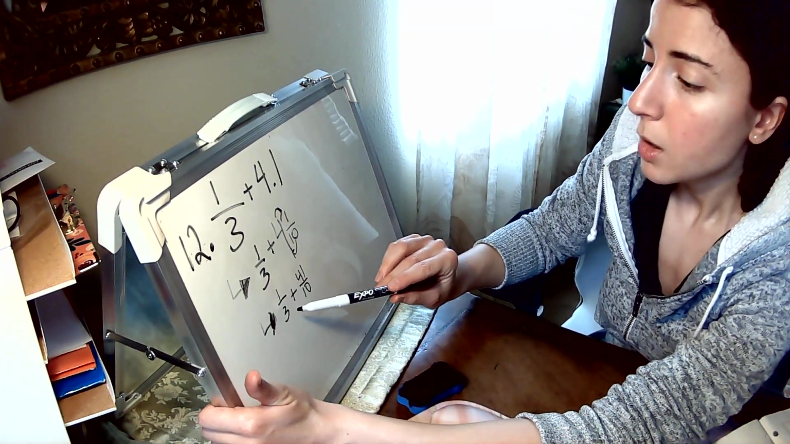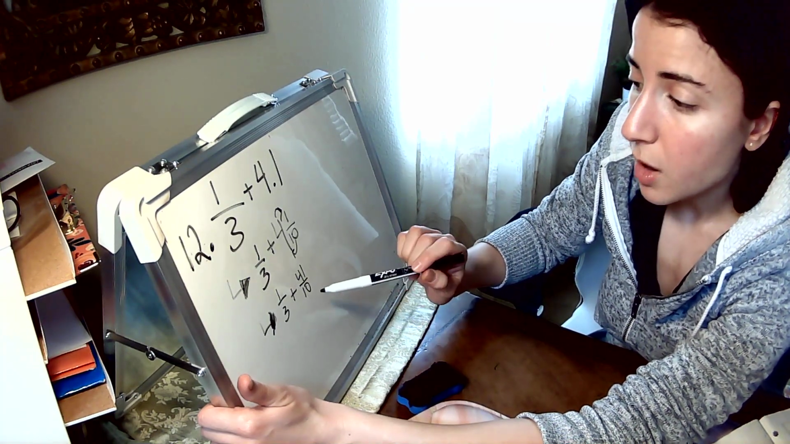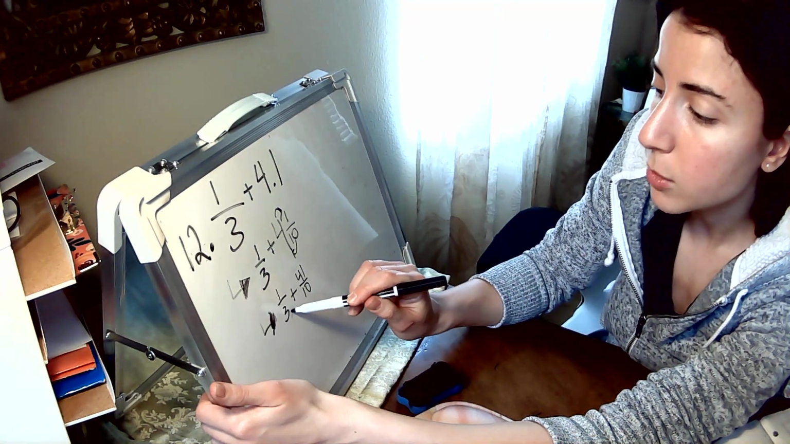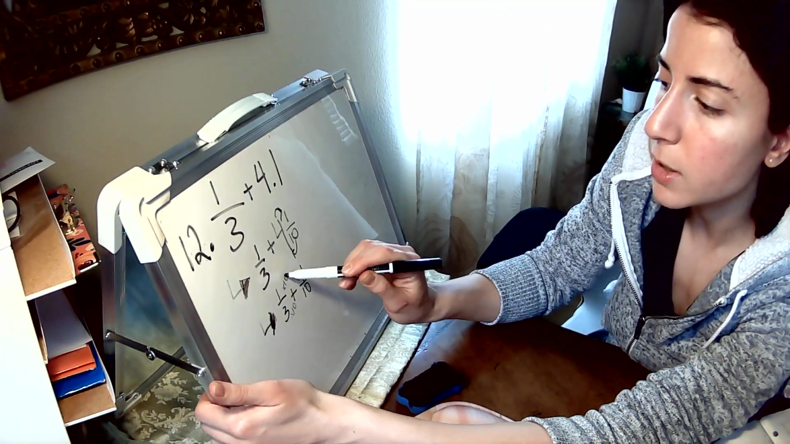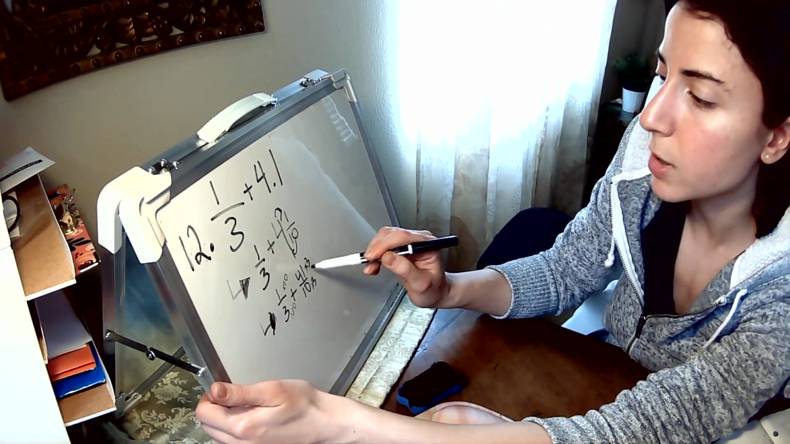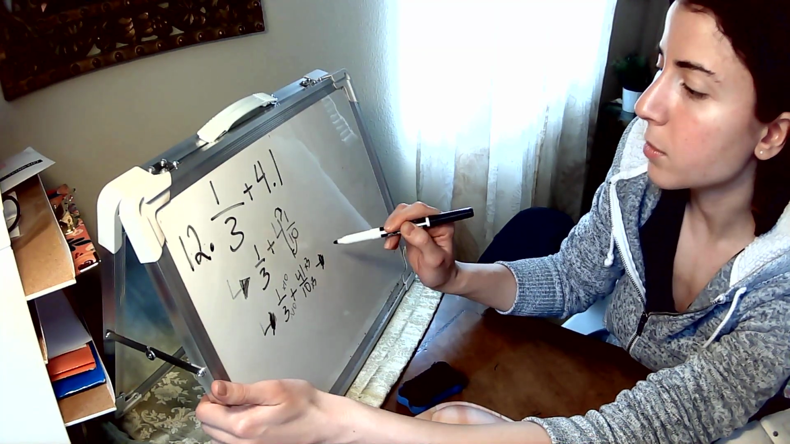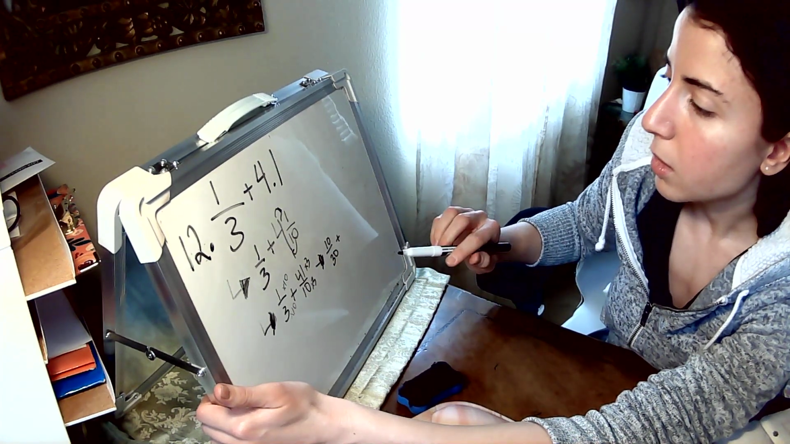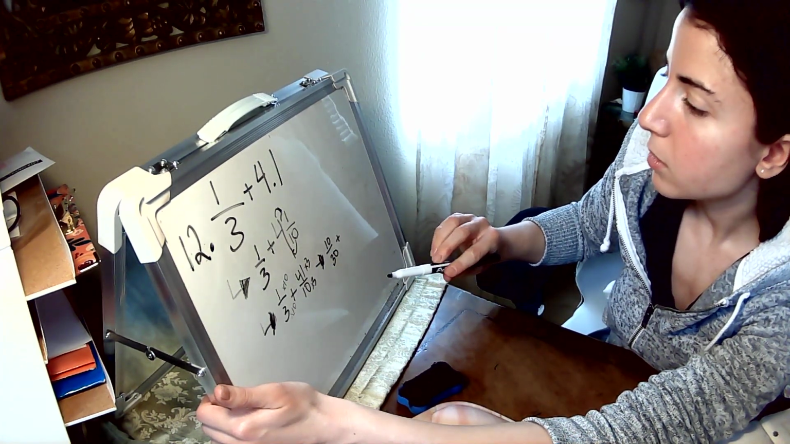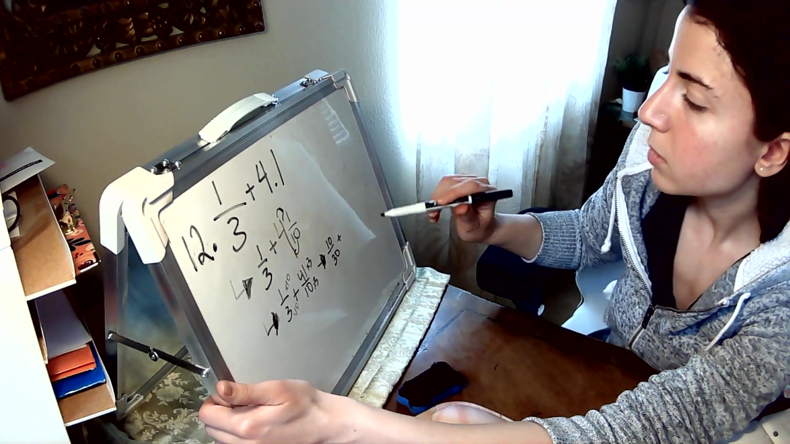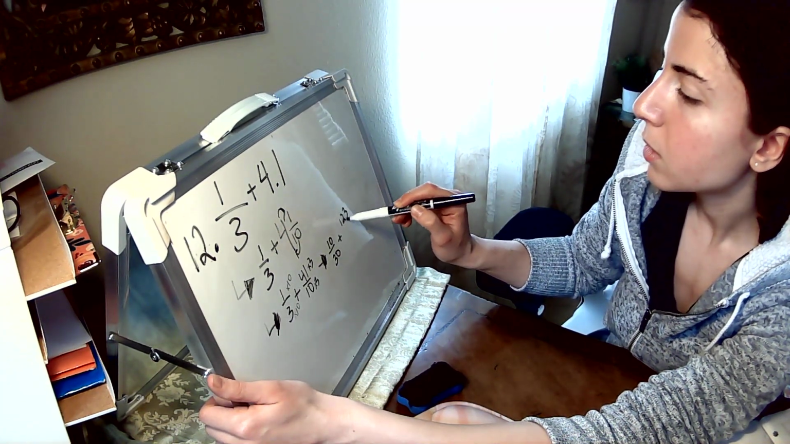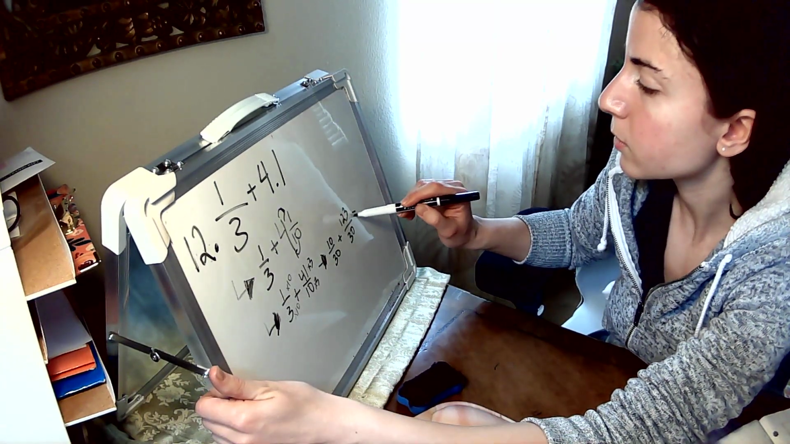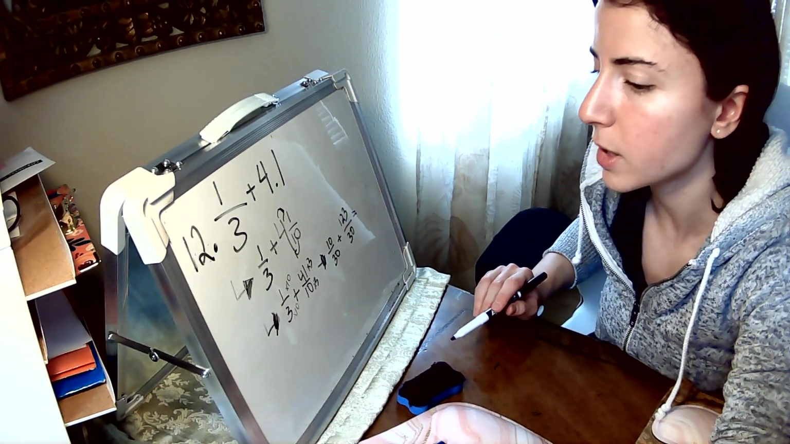The lowest common multiple, or lowest common denominator, is actually 30. So I have to make them both 30. I'm going to multiply this by 10, multiply this by 10, multiply this by 3, multiply this by 3. This becomes 10 over 30 plus 123 over 30.